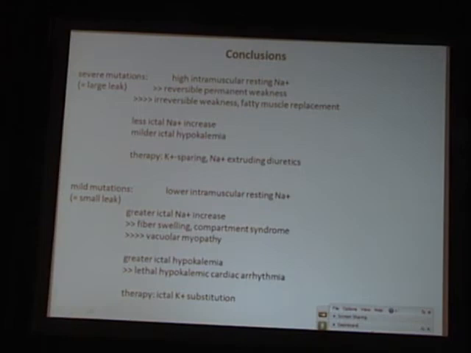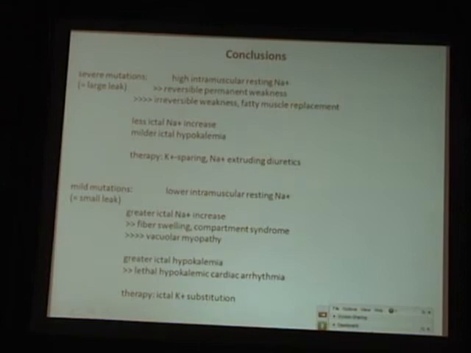The other extreme of the mutations are the mutations which have a small leak. Due to the small leak, you have a lower intramuscular resting sodium because less sodium can go into the muscle, but you have fewer attacks. But during the attacks, you have a large sodium increase leading to fiber swelling, maybe to compartment syndrome. And the main thing in this mutation with the small leak is that you need, because you have a small leak, a more severe hypokalemia to bring your fibers into the P2 state, and this means that you might have a hypokalemia so severe that it will cause a cardiac arrhythmia.